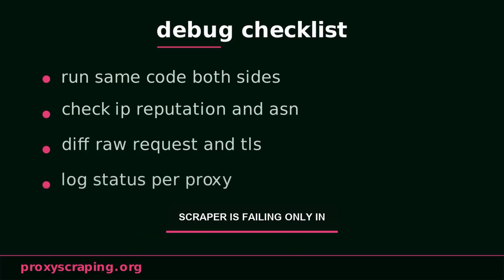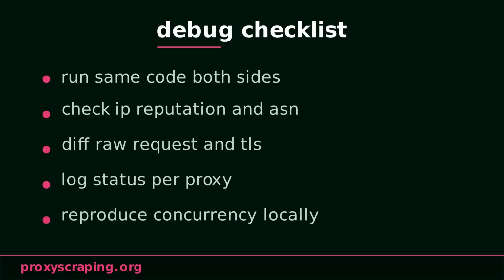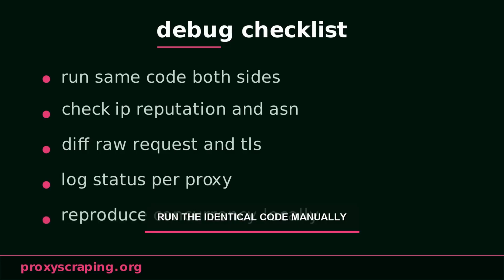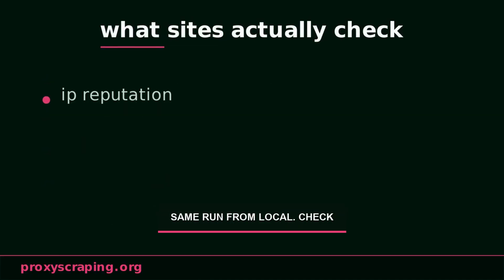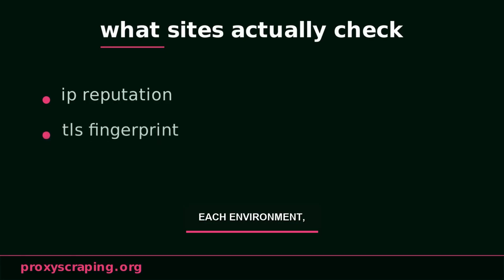So when a scraper is failing only in production, the useful move is to change one variable at a time instead of guessing. Run the identical code manually from the production host and compare it directly against the same run from local. Check the reputation and the ASN type of whatever egress IP is actually in use in each environment, not what you assume it is.